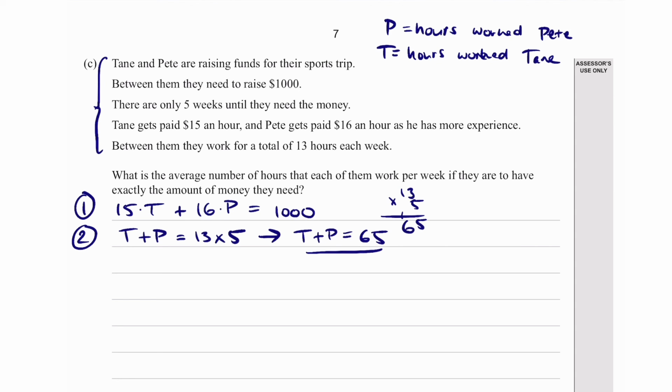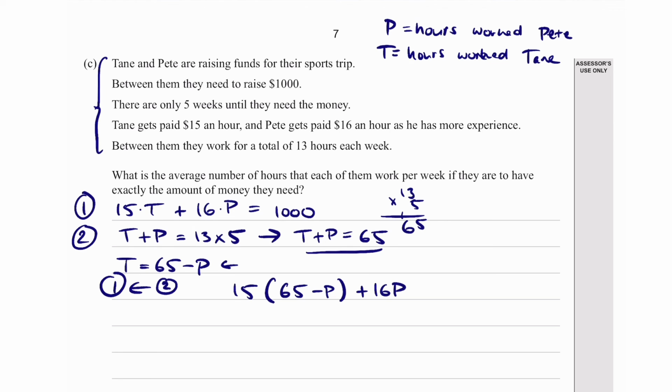So using these two equations, we can use either elimination or substitution. I'm going to use substitution in this case. So I'm going to rearrange equation 2 because it looks easier. So T is equal to, bringing P to the right hand side, 65 minus P. Now I'm going to substitute 2 into 1. So whenever I see a T, I'm going to replace it with this expression. So 15 times 65 minus P, added with 16P is equal to $1,000.